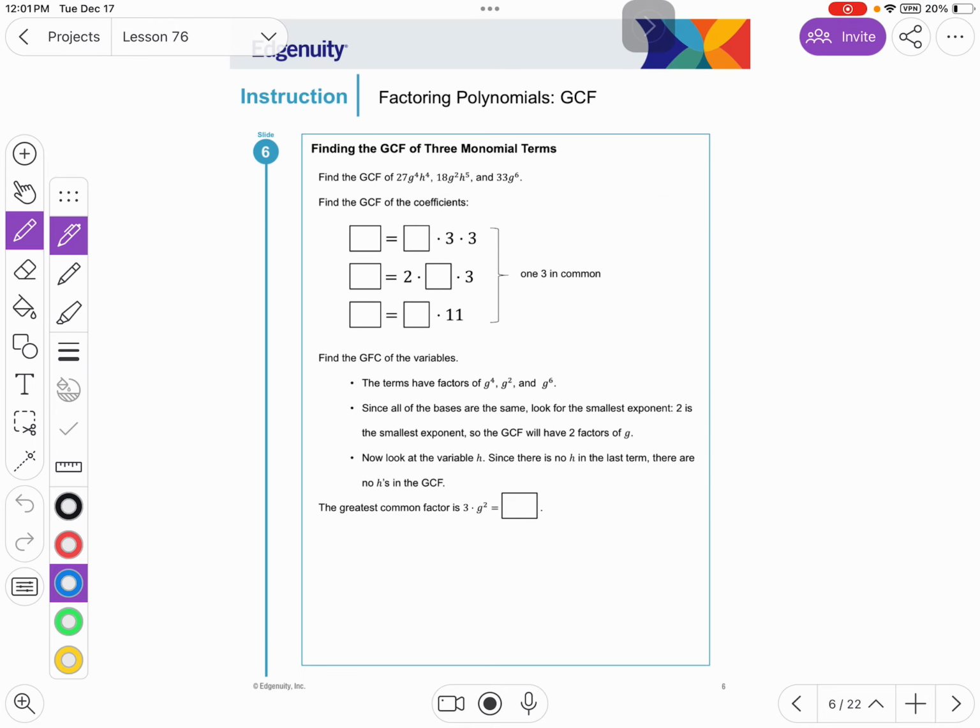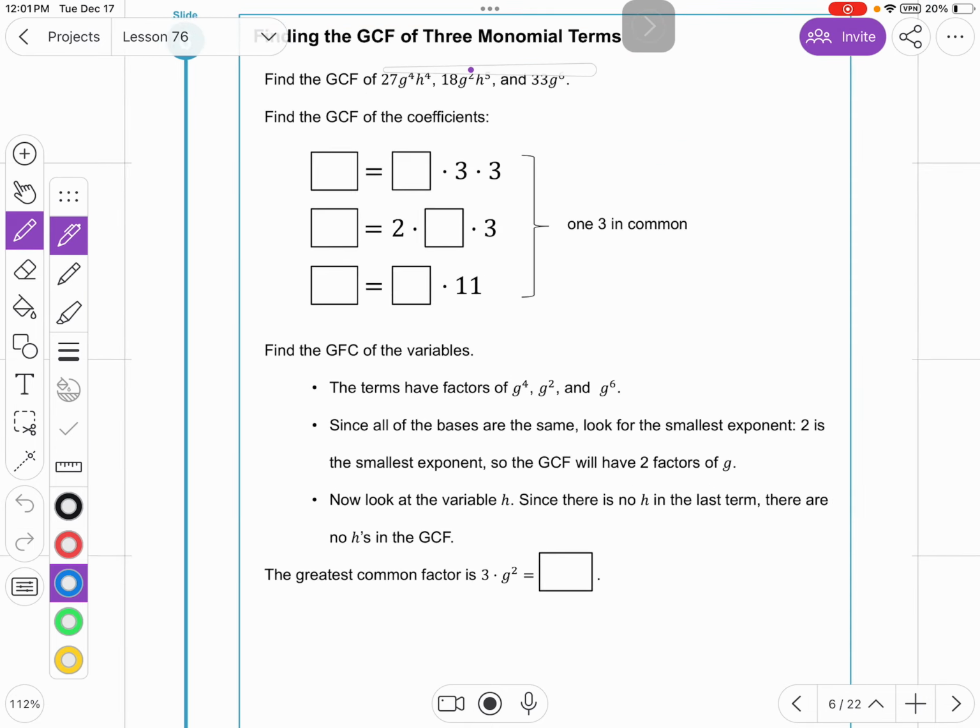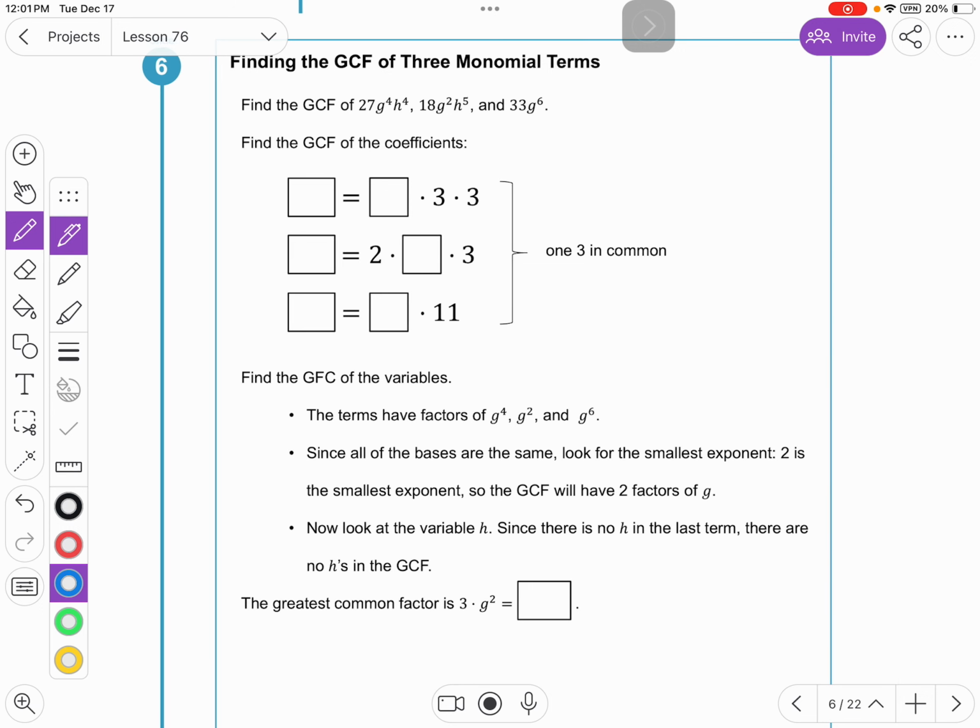Okay, so let's take another look at a GCF of a very complex set of monomials here. So we have 27 and 18 and 33. So 27, let's make a factor tree for that. So 27, what you've got in 27 is 9 and 3, right? 9 times 3 is 27. And then 3 times 3 is 9. So I've got 3 3s. That would make 27.